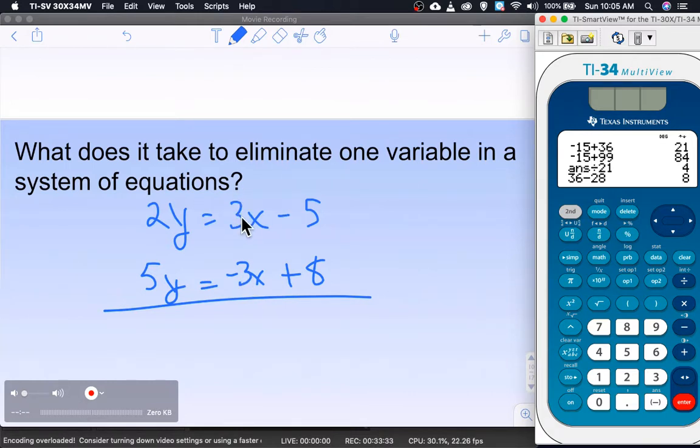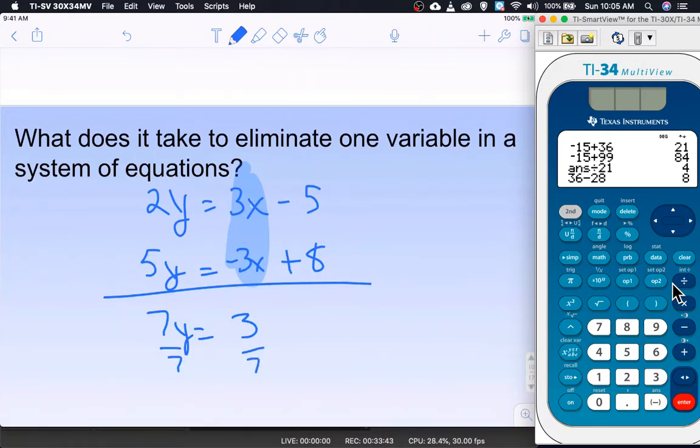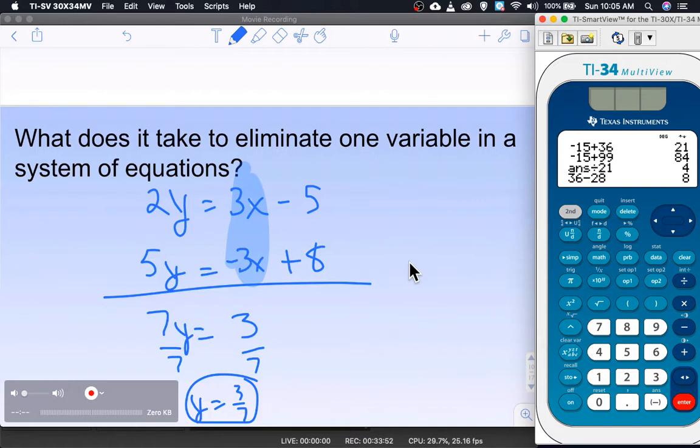My x's would cancel out, and I would get no x's, and 7y equals 3. I mean, that answer is not a pretty answer. If I divide by 7, I get y equals 3/7. That happens. It's okay to get fractions and decimals for answers. I just made these two up off the top of my head. It didn't come out to a nice, pretty answer, but it still works. So they have to be lined up.